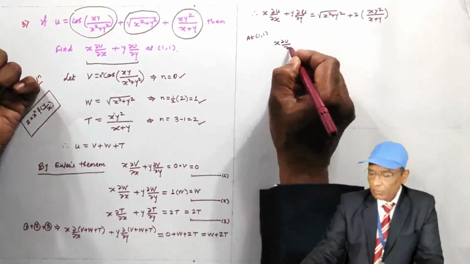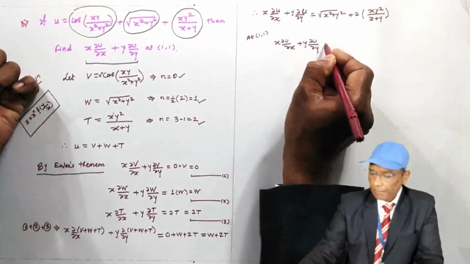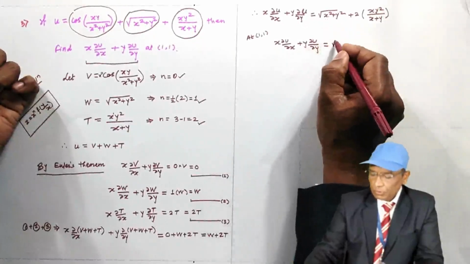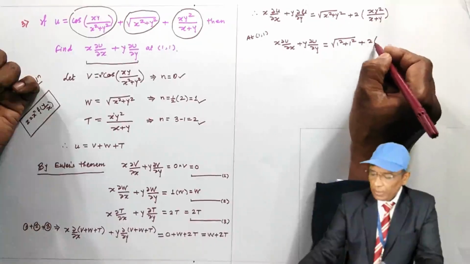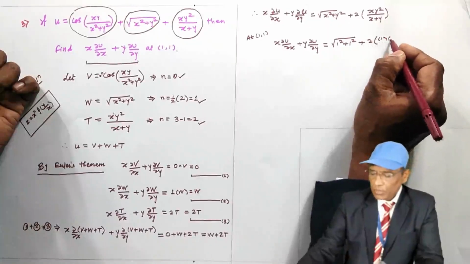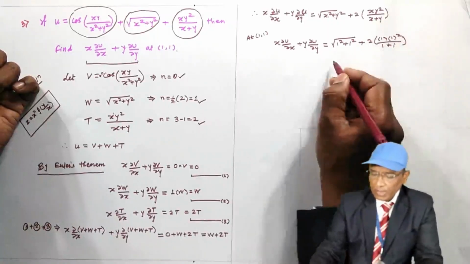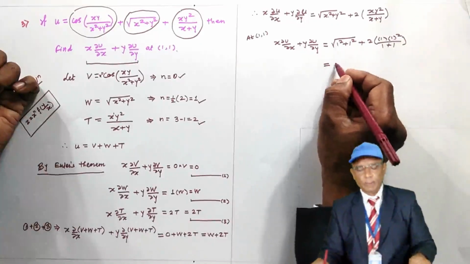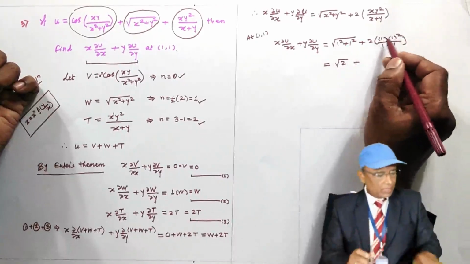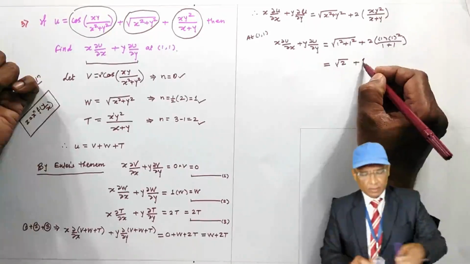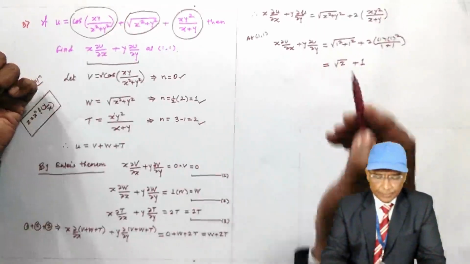At X equal to 1 and Y equal to 1, this is 1 plus 1 is 2, under root 2, plus here 2 by 2. The numerator is 1, 2 by 2 is 1. So root 2 plus 1 is the value of X del U by del X plus Y del U by del Y. Here U is given and you have to calculate the value of this.